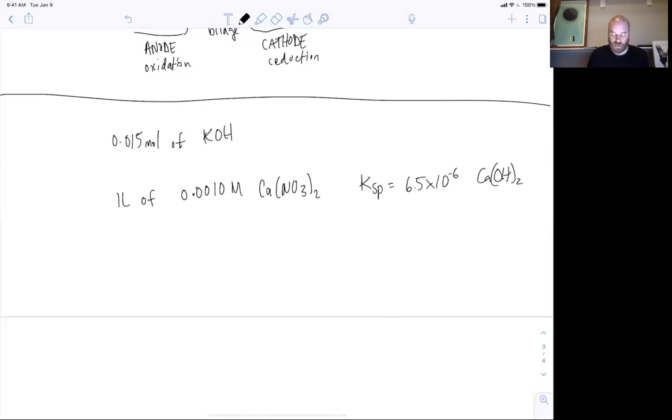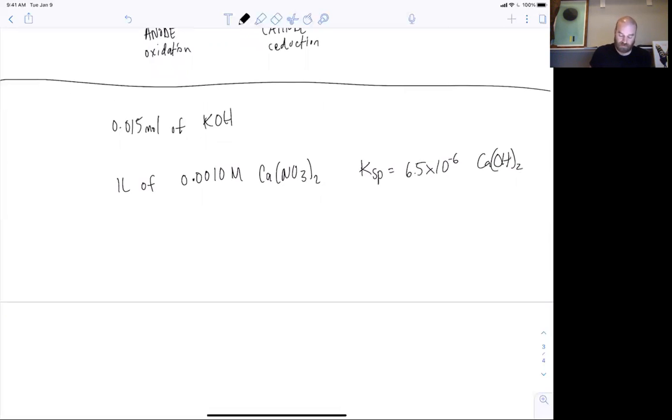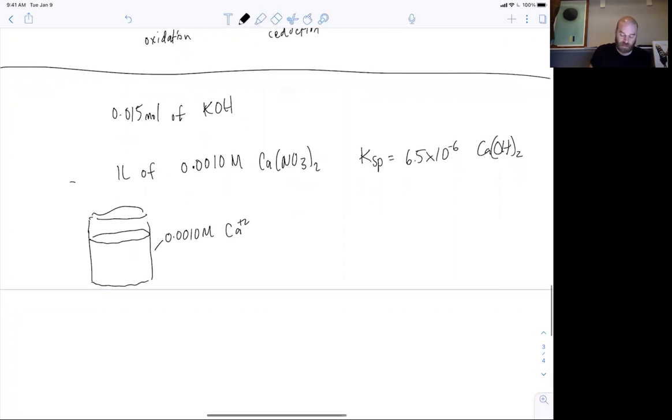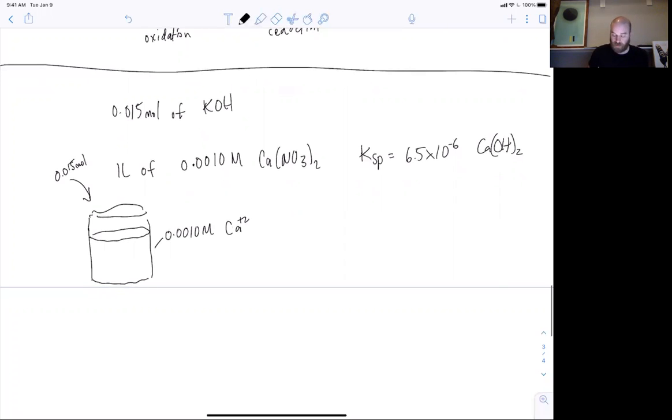And so what we're trying to figure out here is, you've got a liter of, which is essentially, the nitrate doesn't really matter. It's really 0.001 molar calcium plus 2. And then we're adding in potassium hydroxide pellets or something. And so we know the KSP over here, and we assume we're at room temperature.